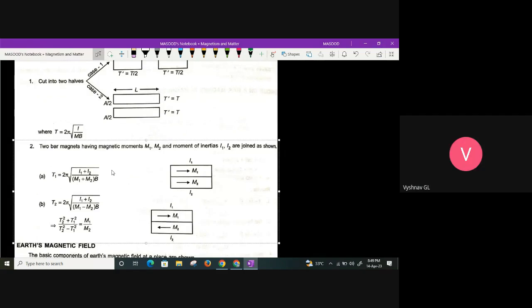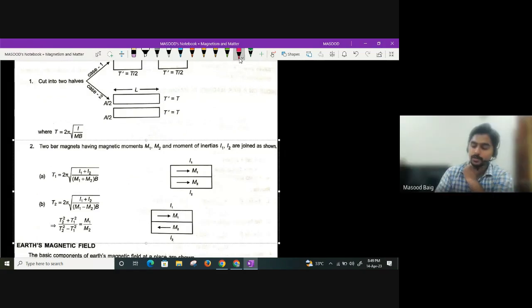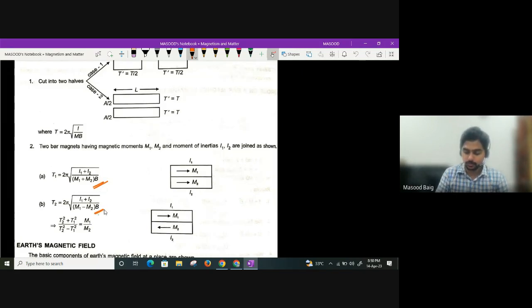Yes. Right. Then we have two bar magnets. This is also the working of the vibration magnetometer, guys. So now you are going to place two bar magnets such that their like poles are tied together. In the second case, we are placing two bar magnets in which unlike poles are tied together. So in the first case, both the moments of inertia and magnetic moments are lying together. What is the time period? 2 pi root over I1 plus I2 divided by M1 plus M2 into B. In the second case, if the polarities are reversed, then I will get time period as 2 pi root over I1 plus I2 divided by M1 minus M2 into B.